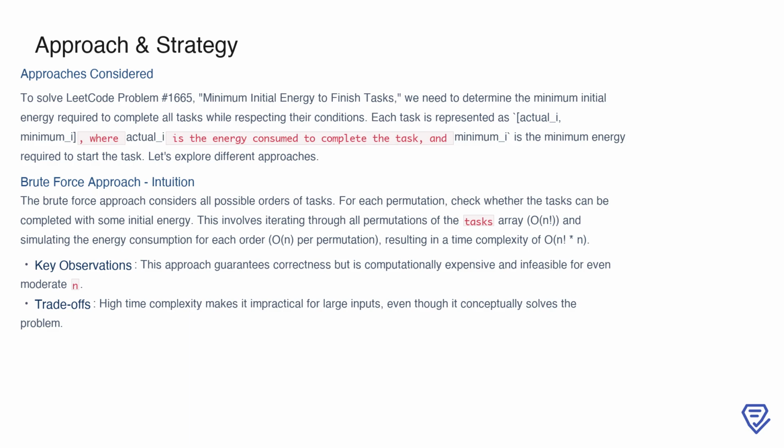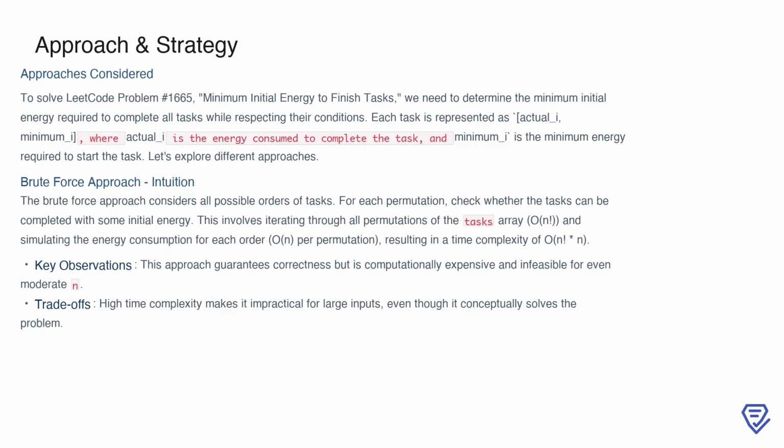The intuition here is straightforward: try all possible orders of tasks and, for each permutation, check whether the tasks can be completed with some initial energy. While this guarantees correctness, it involves iterating through all permutations of the tasks, which takes factorial time, and then simulating the energy consumption for each order, leading to a time complexity of O(n!). This makes it prohibitively expensive for even moderately sized inputs.